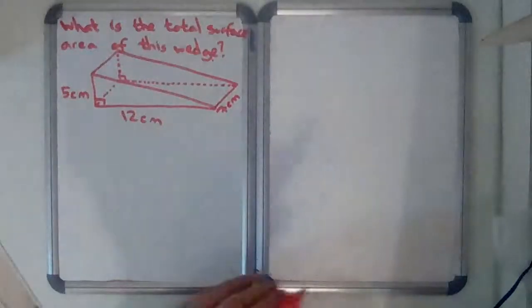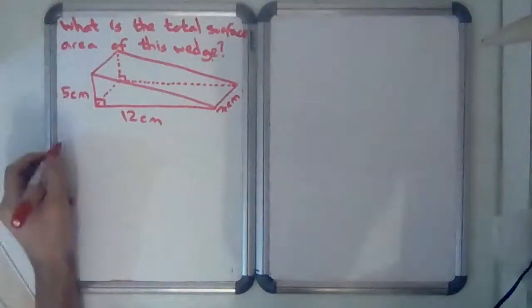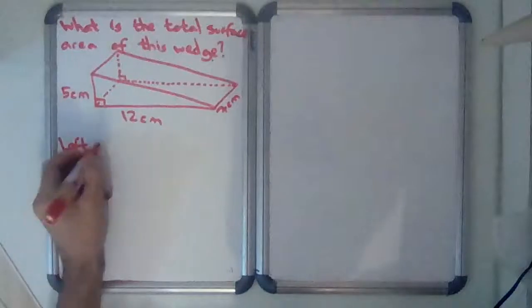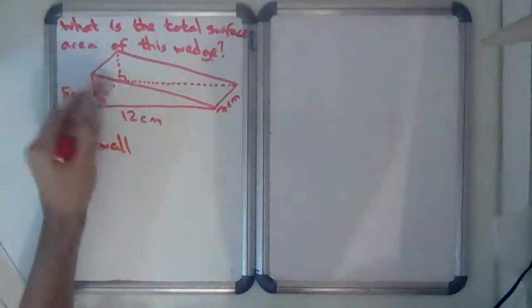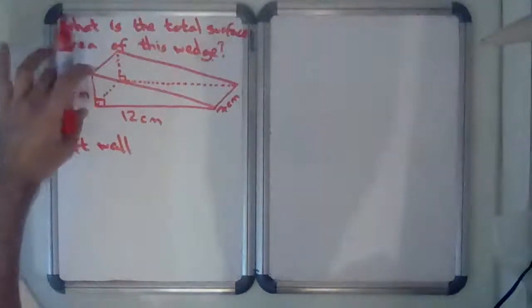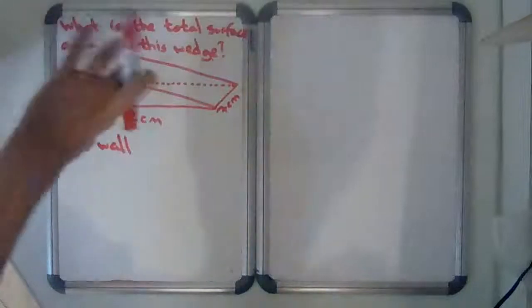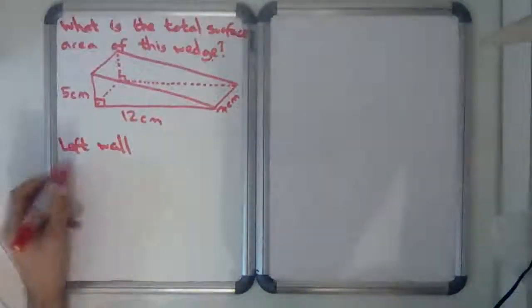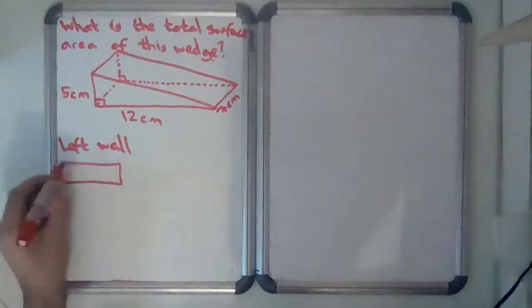So you have 5 faces. So you've got the left wall. The left wall is this rectangular wall here. And it is a rectangle, and it's 5 centimeters high, and it's 7 centimeters long. So the left wall is kind of 7 by 5.